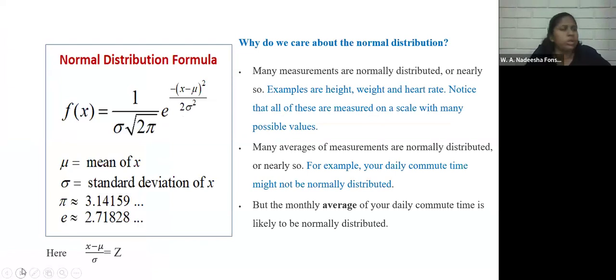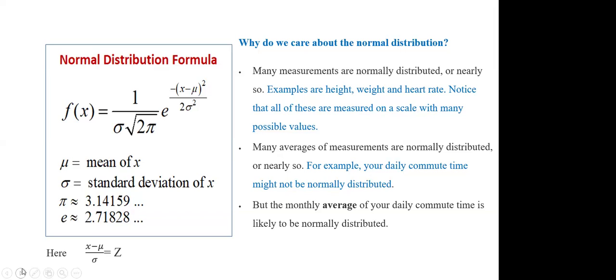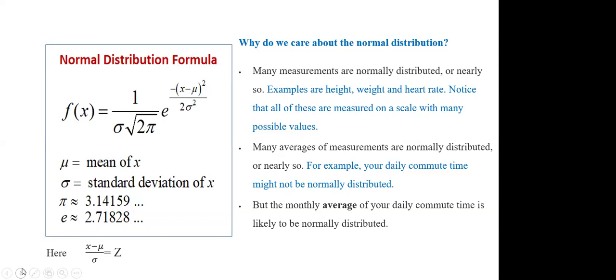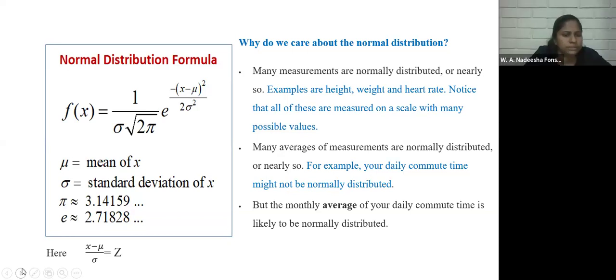He used this formula to explain it. This is a complex formula. No need to memorize that formula. This is just for your knowledge. That formula is f(x), that is a function, equal to 1 over sigma root 2 pi, e to the power minus (x minus mu) squared divided by 2 sigma squared. You know, mu is the mean. Last day we discussed those notations. Mu is the mean, sigma is the standard deviation of x. e is a complex number, no need to go for that.